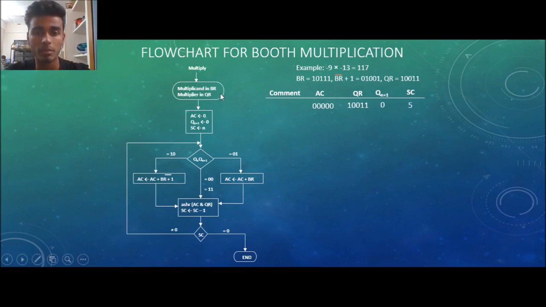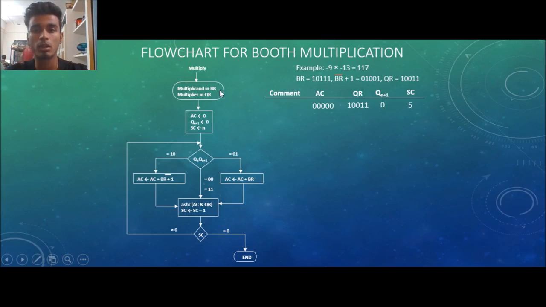So the multiplicand is stored in BR in this case, and the multiplier is stored in QR. And for this calculation, we have to find the 2's complement of the multiplicand. For that, we'll find the complement of BR and add 1, which will give us the 2's complement. Now, for this operation, we will set AC equal to 0 and Qn plus 1 as 0, and the sequential counter will be equal to the number of bits in the multiplier or multiplicand, whichever has higher number of bits.